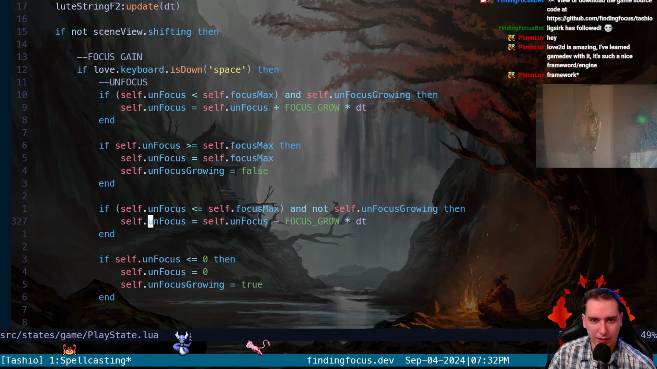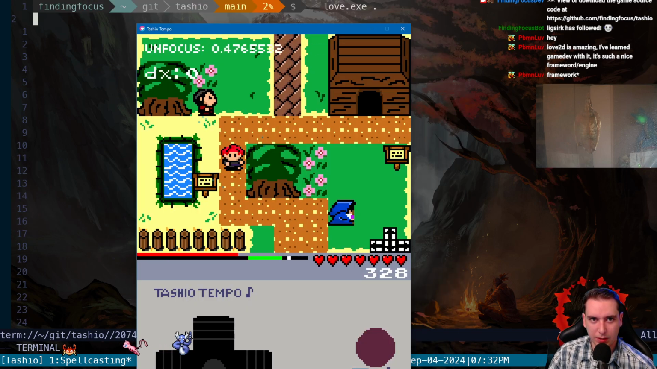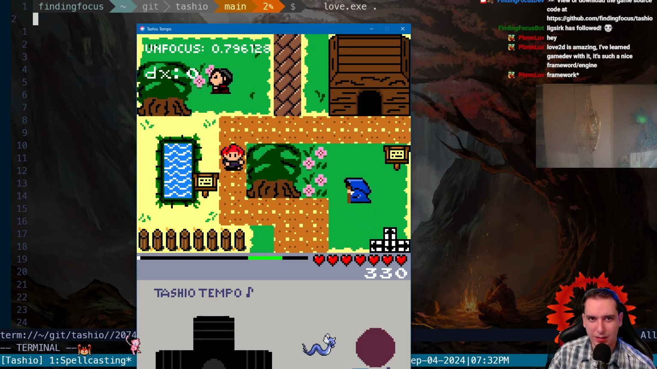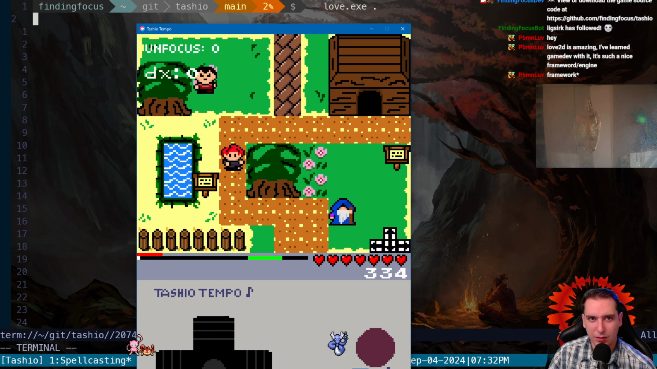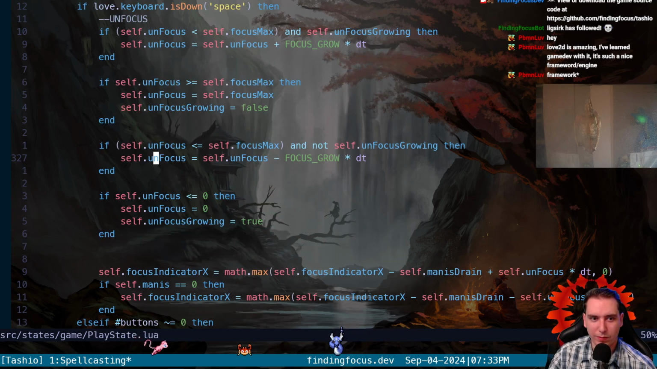Okay. So I think what I don't like, it looks like our unfocus shrinks way too fast once... Yeah, well, no, it looks pretty consistent. It's just that if spacebar is held and there's no manus, unfocus should be 0.